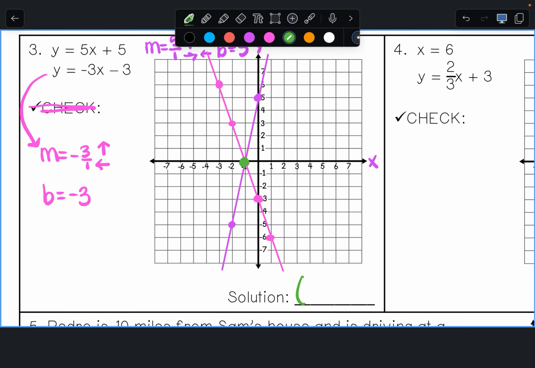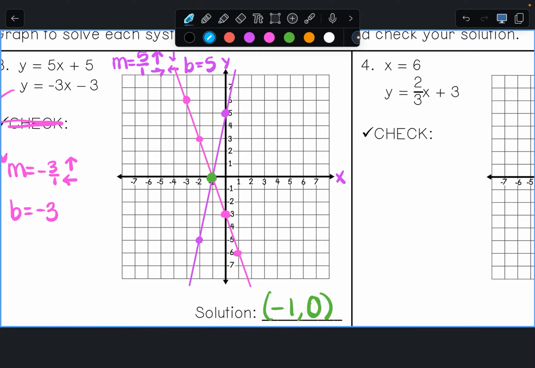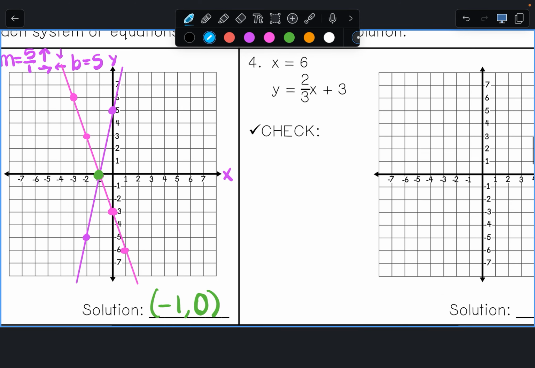Where do they cross? 6, 7. Yeah, 6, 7. So, the whole point of systems of equations, what are we looking for? The point of intersection. Yes, the intersection. As you guys are finishing that graph, I'm going to go ahead and read ahead.